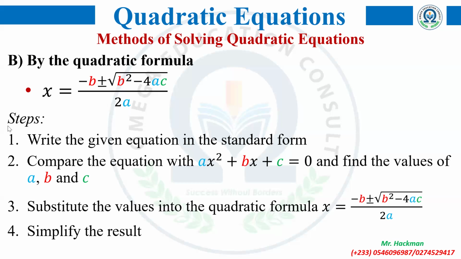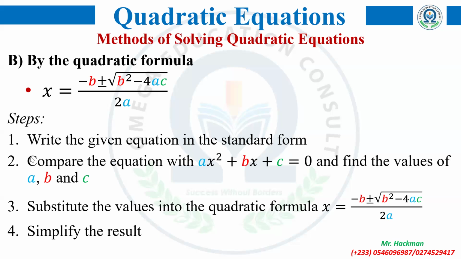So let's look at the steps. Step 1: write the equation in the standard form. You know the standard form: everything on one side equated to 0. That is AX squared plus BX plus C is equal to 0. That's the standard form. Remember yesterday.